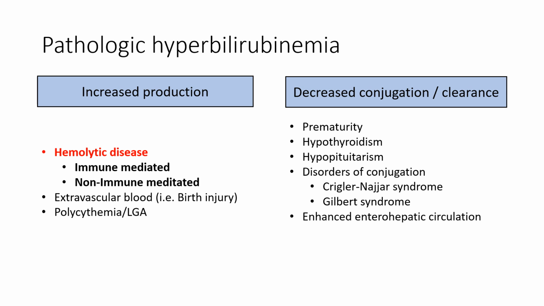For the more pathological hyperbilirubinemia, we said it is secondary to increased production. So what causes increased production? Number one, hemolysis, when the RBCs are destroyed, fast destruction. It could be immune mediated, called isoimmune mediated, or non-immune mediated, which has nothing to do with the immune system. The immune mediated can be Rh, ABO, or other minor blood groups.